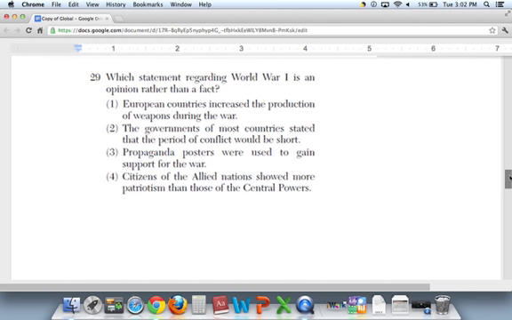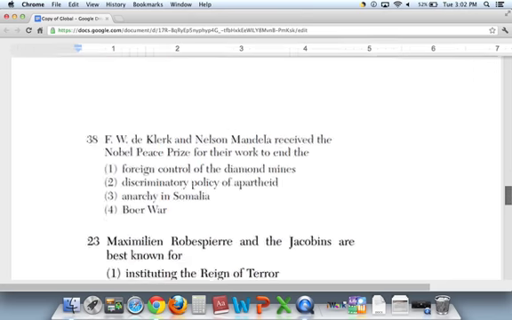So automatically we can say it's number 4. Citizens of the Allied nations showed more patriotism than those of the Central Powers. So that's an opinion because you can't prove that they had more patriotism than those of the Central Powers. So therefore, the correct answer for 29 is 4. Citizens of the Allied nations showed more patriotism than those of the Central Powers.